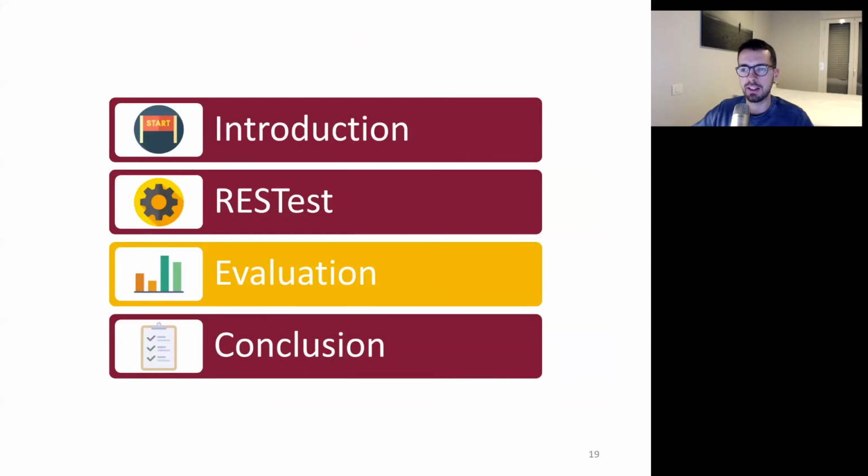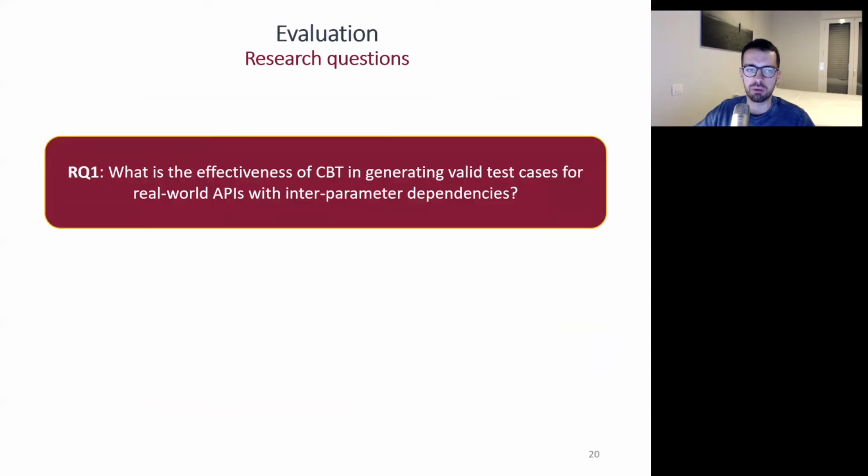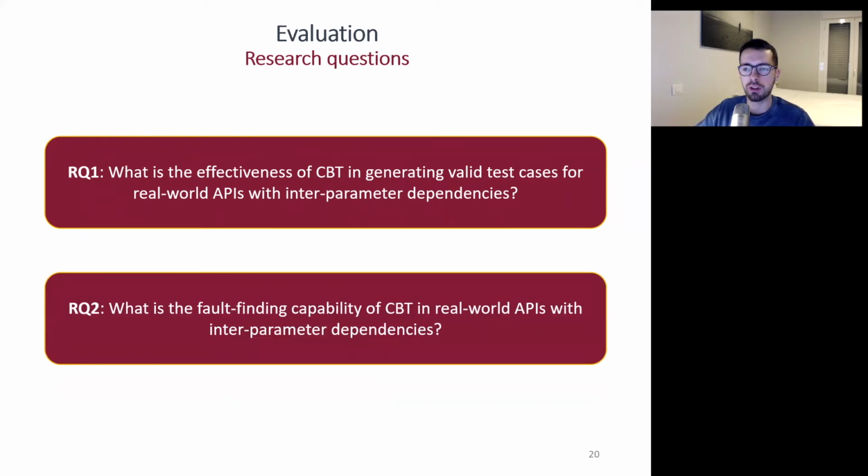Okay, so let's head into the evaluation. How we evaluated our approach. We wanted to evaluate the following two research questions. First one, what is the effectiveness of constraint-based testing in generating valid test cases for real-world APIs with interparameter dependencies? And second, what is the fault-finding capability of constraint-based testing in real-world APIs with interparameter dependencies?